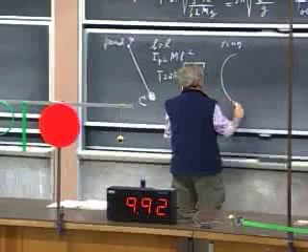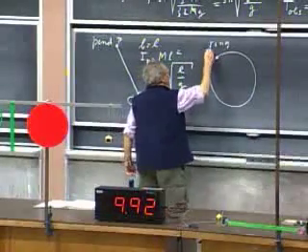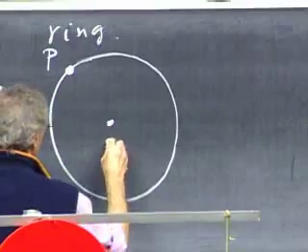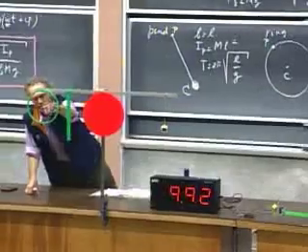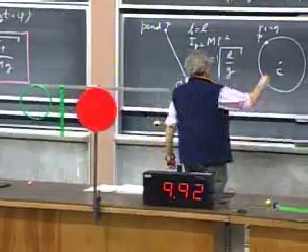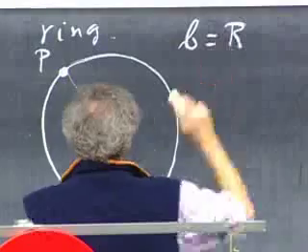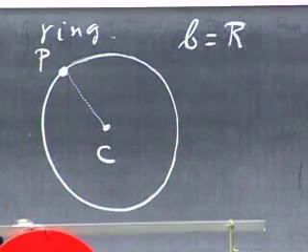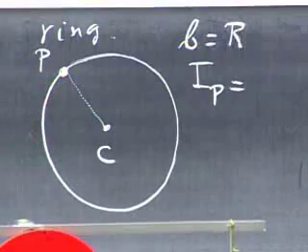This is the ring. Pivot about point P here. Here is the center of mass, right in the middle of nowhere. Right here is the center of mass. And so the distance B is the radius of the ring. So we have to calculate the moment of inertia about point P.